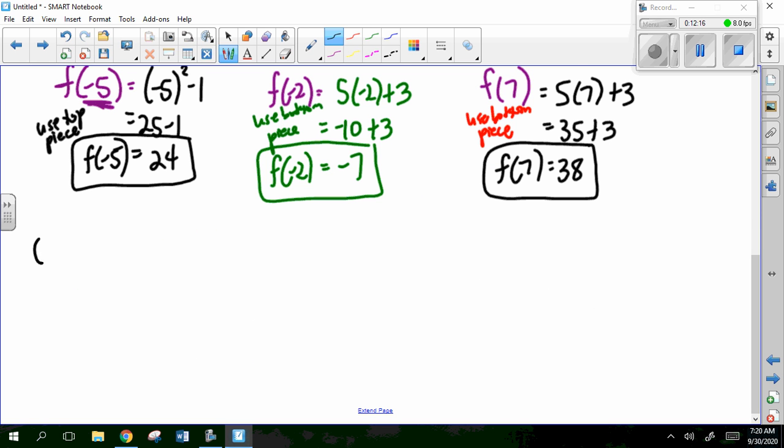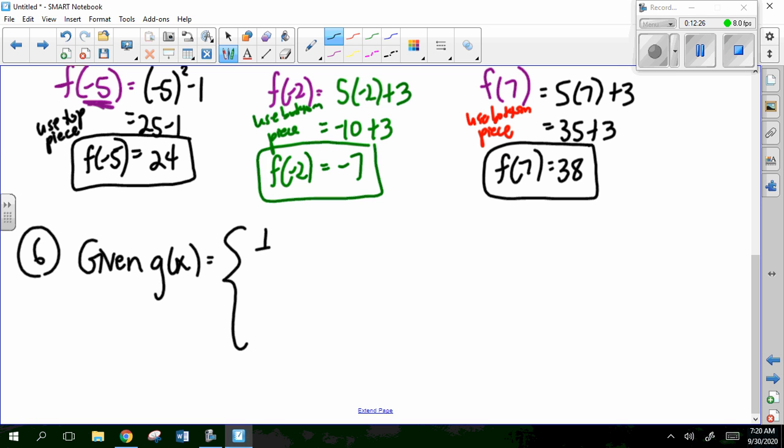So number 6. Given g of x equals, this time I'm going to give you 3 pieces. 1/2 x plus 3, if x is less than or equal to -4.